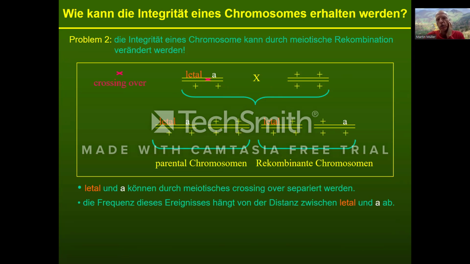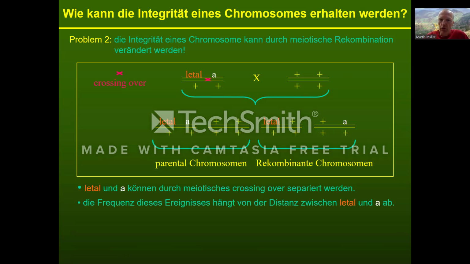Then another problem is that chromosomes may not only contain one important component, but several. So in our case here, I have drawn a lethal mutation here and a marker associated with it on the same chromosome. And during meiosis, these two markers can separate from each other, and of course you don't want that.